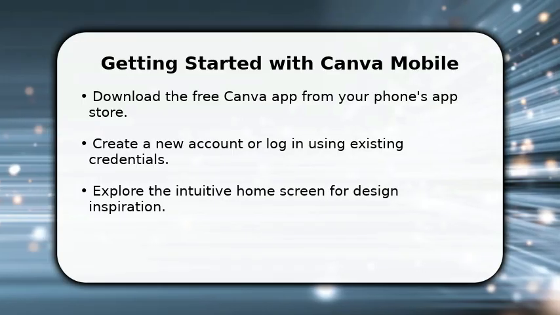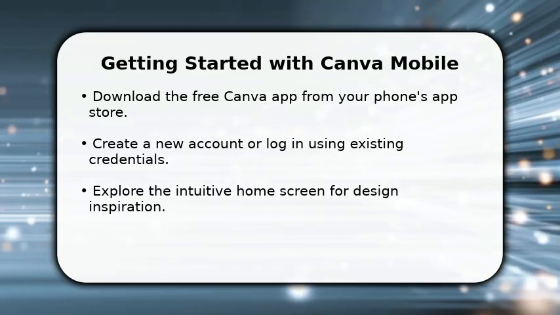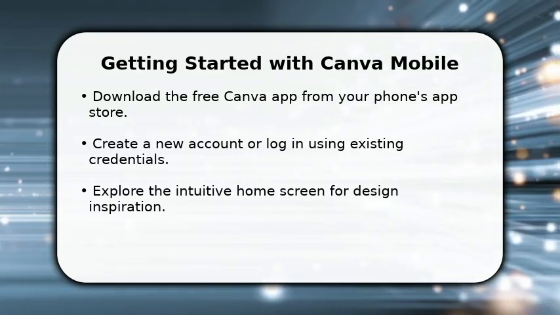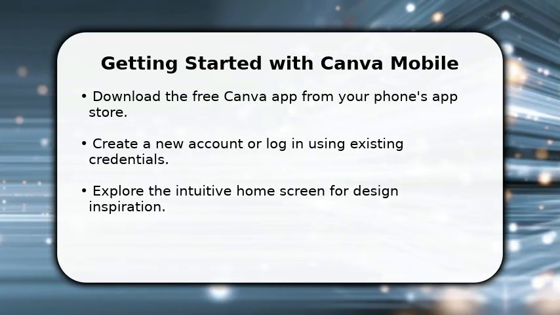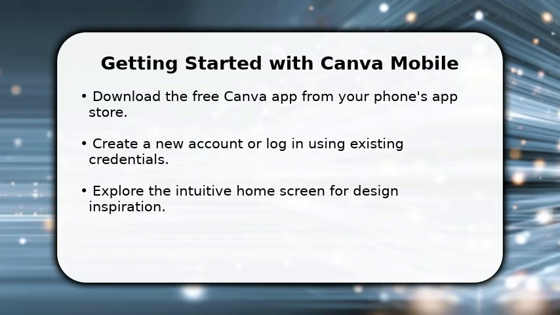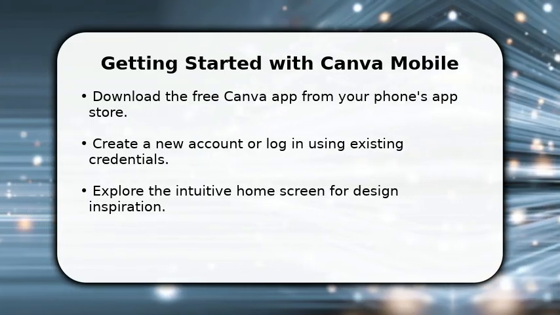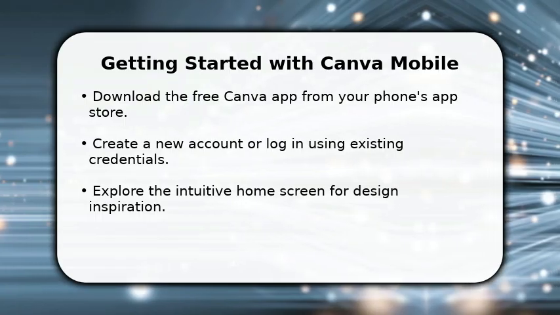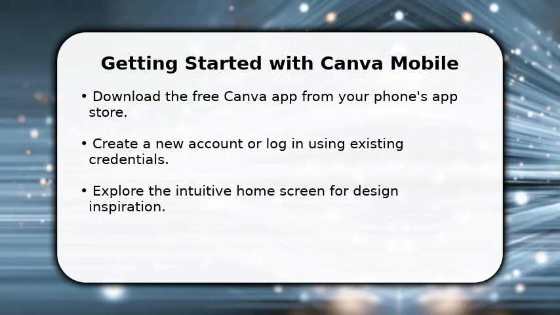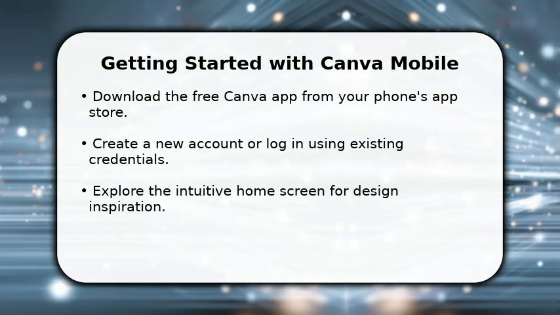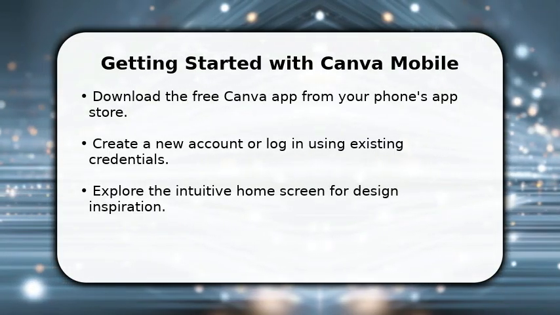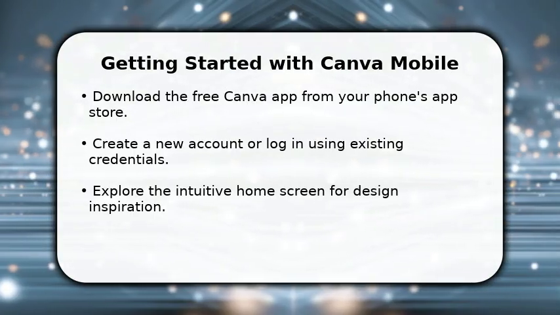In this video, I will explain how to use Canva on your phone. First, head to your phone's App Store, whether it's the Apple App Store or Google Play, and download the free Canva application. Once installed, open it up and either sign in with your existing account or quickly create a new one. The process takes less than 1 minute. You'll then land on the home screen, ready to explore countless design possibilities right from your fingertips.